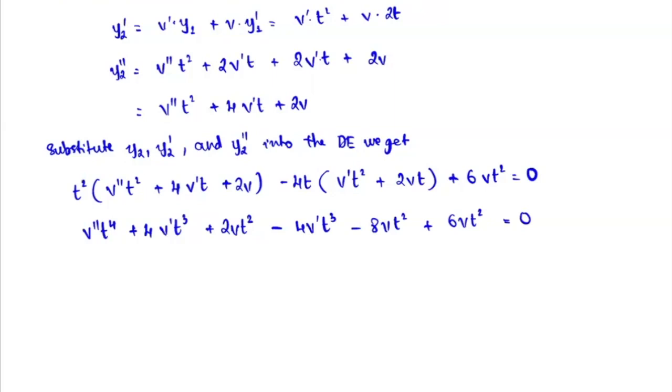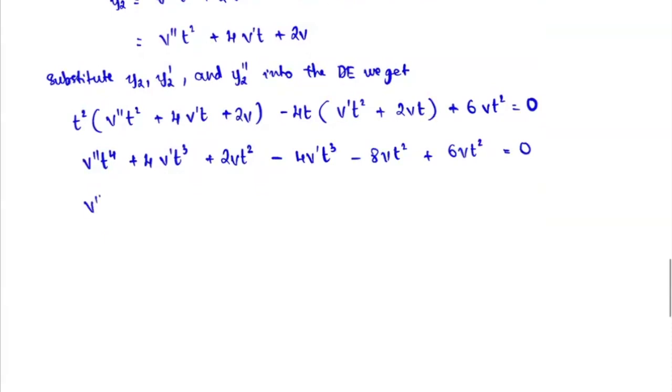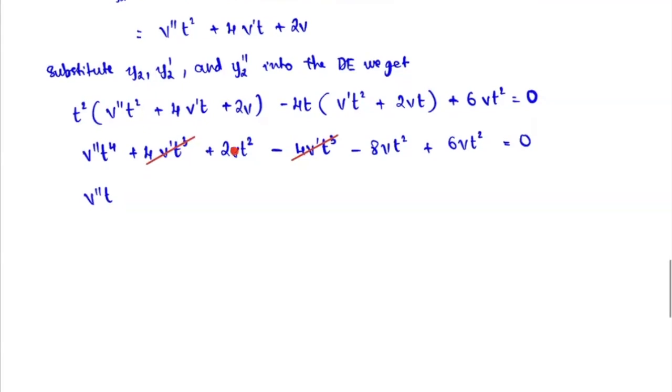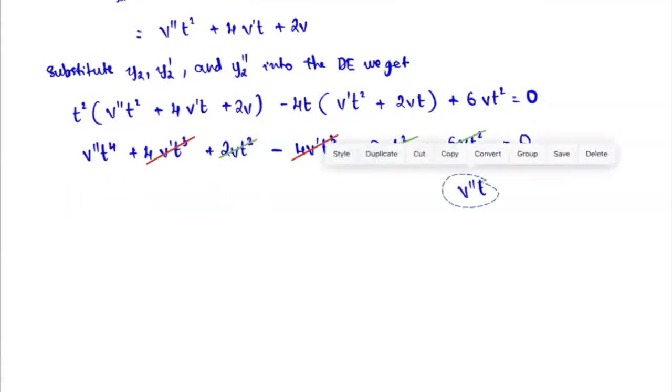So you only have one term related to v double prime, so v double prime times t to the 4th. And you have 4v prime t cubed. This is minus 4v prime t cubed, so that cancels out. Then you have 2vt squared, 6vt squared, and minus 8vt squared, so they cancel out as well. And you're left with only one term here, and this is v double prime times t to the 4th.